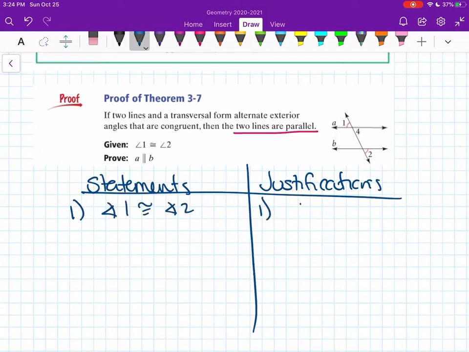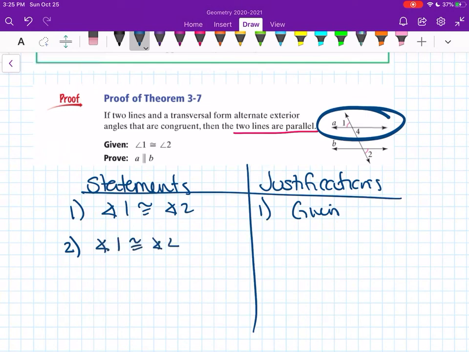Step 1 is angle 1 congruent to angle 2, and we know that because it's given to us. Step 2, let's just look and see. If I have angle 1, what information do I know about angle 1? Well, what's its relationship to angle 4? Vertical angles. So I'm just going to write that down. Maybe I might need it, maybe I won't, but they're congruent because vertical angles are congruent.